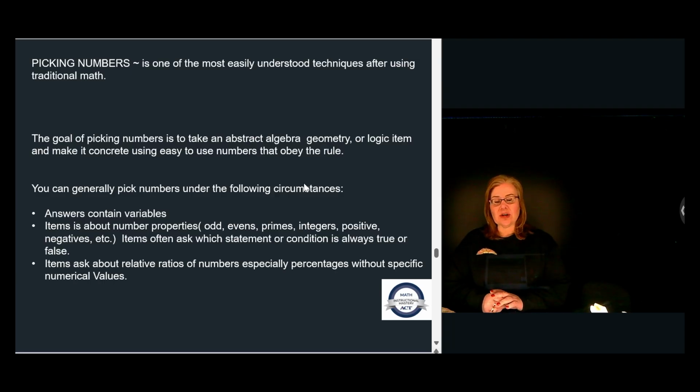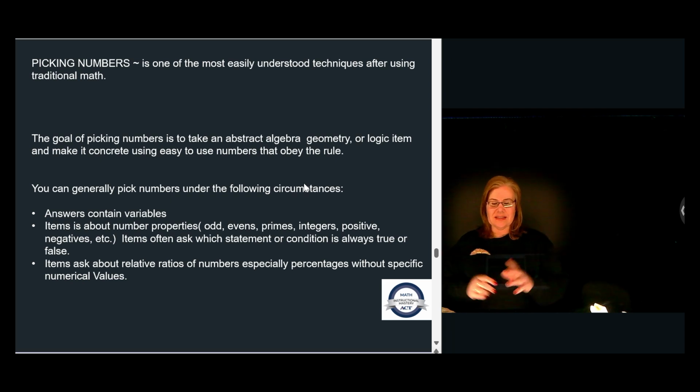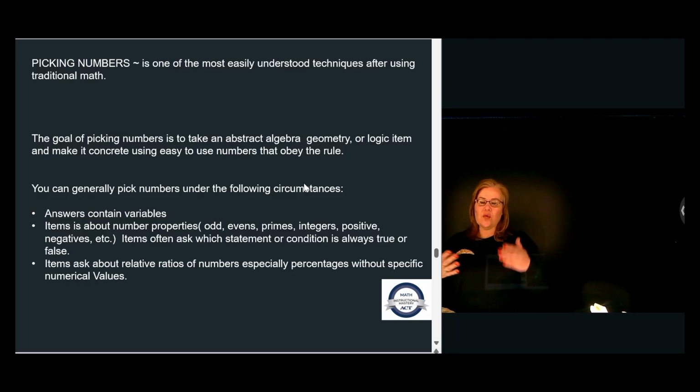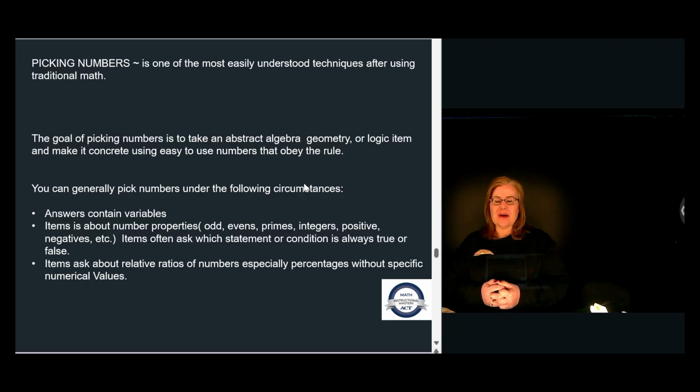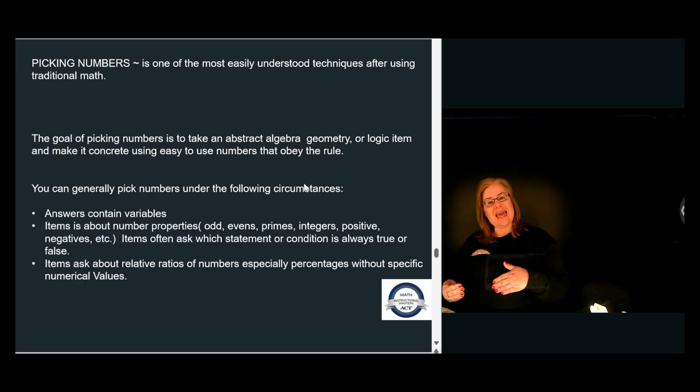You can generally pick numbers under the following circumstances. Answers contain variables. Items are about number operations: odd, even, prime, composite, positive, negative. Items often ask you about statements and conditions that are true or false. Items ask about relative ratios of numbers, especially percentages without specific variable or numeral values. So you want to make sure that you're looking to see what the question contains and what I'm going to have to do with it. And sometimes I can just pick a number and work through it to get the correct answer. So let's look at some of these.